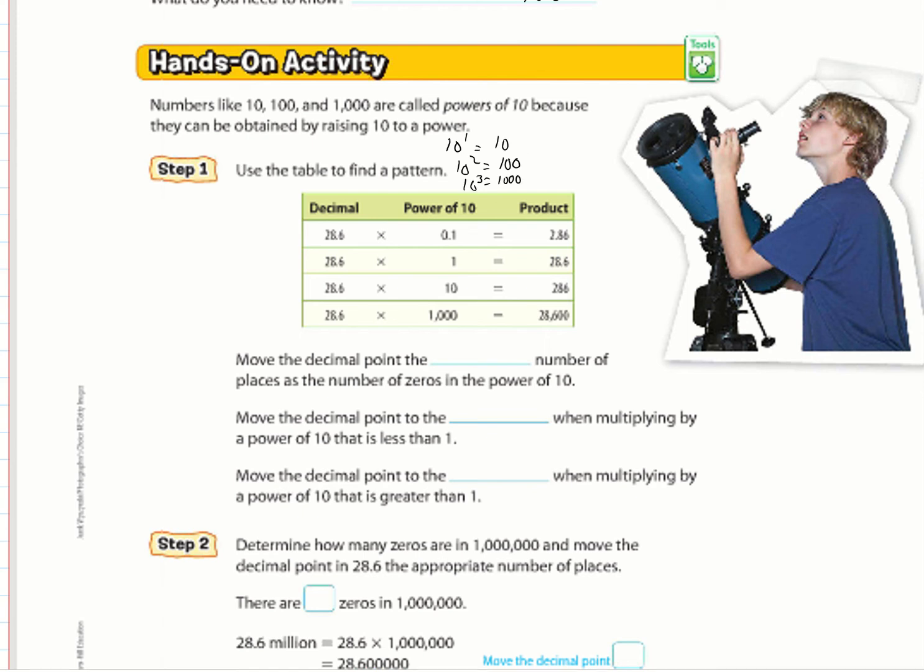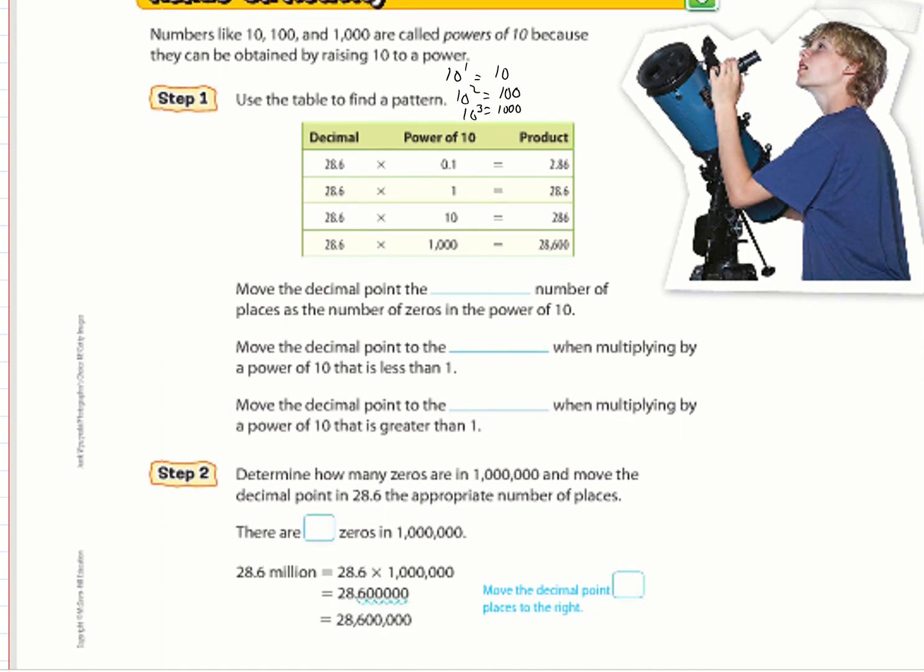So we have 28 and 6/10 times 1/10 equals 2 and 86/100. And then we could do it times 1 equals 28 and 6/10. 28 and 6/10 times 10 equals 286. And 28 and 6/10 times 1,000 equals 28,600. So this is: move the decimal point the blank number of places as the number of zeros in the power of 10. So go ahead and pause the video and think about what pattern we see with the number of zeros in the power of 10.